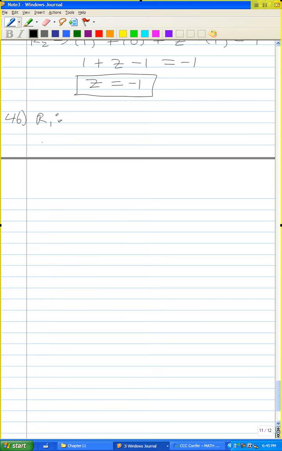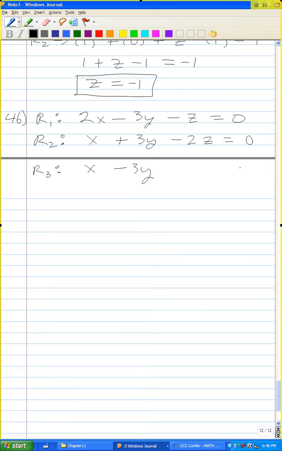R1, 2x minus 3y minus z equals 0. R2, x plus 3y minus 2z equals 0. R3, x minus 3y equals 0.